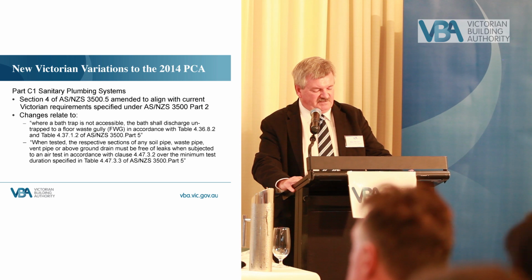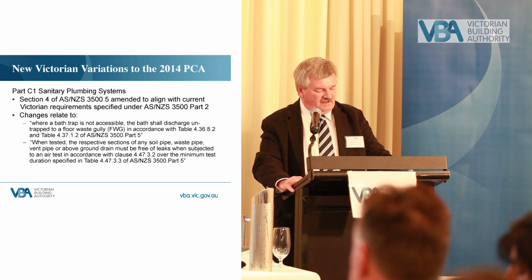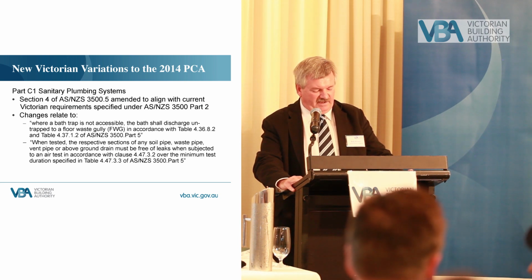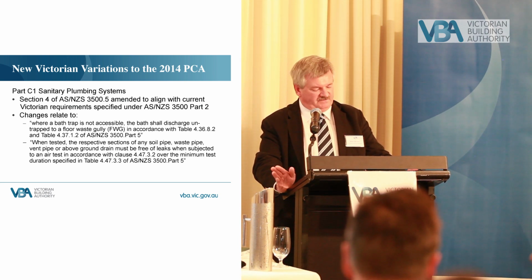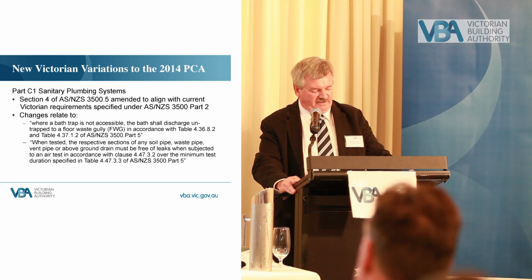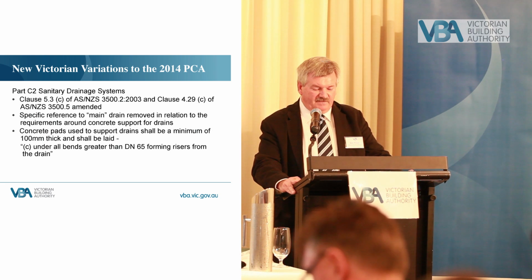Above-ground sanitary drains must be free of leaks when tested over the minimum test duration set out in Table 4.4.7.3 of the AS 3500 series, i.e. no drop in pressure greater than 3 kPa from 15 kPa over 2 minutes for 50 metres of 100mm pipe as an example. This removes any ambiguity between the requirements of sanitary plumbing systems, irrespective of which standard is used.